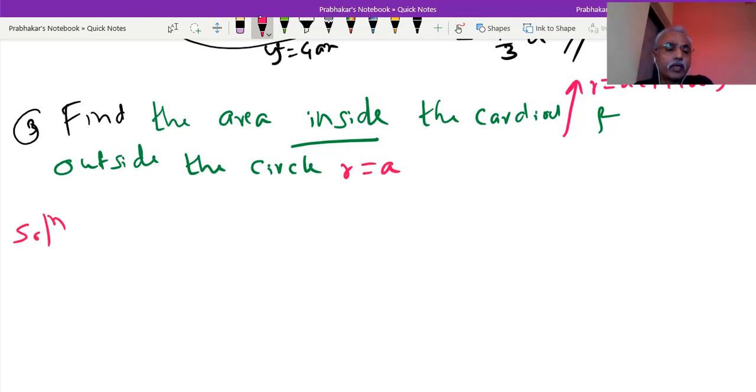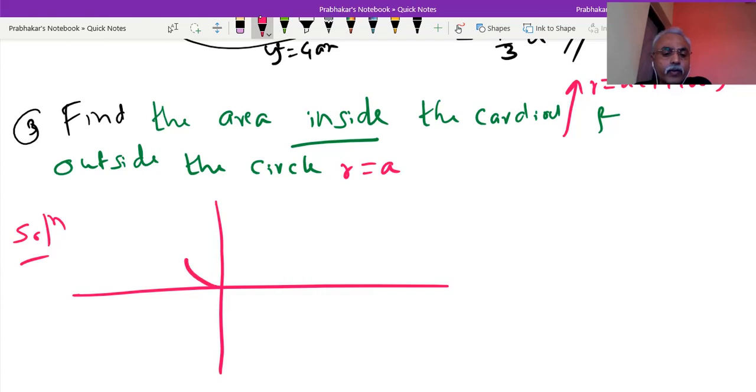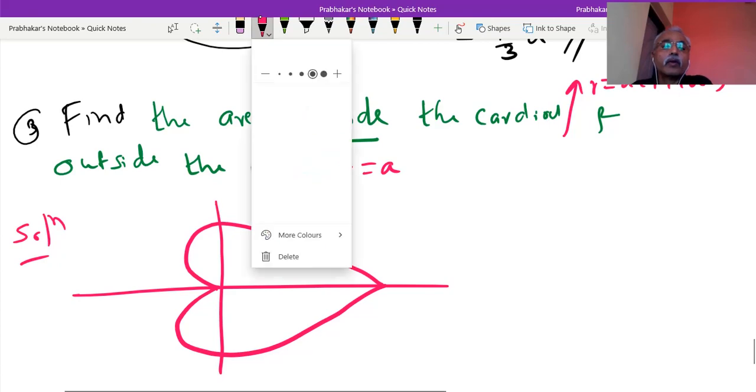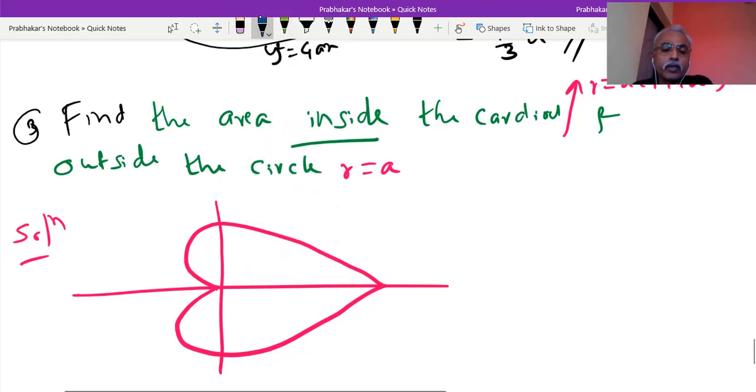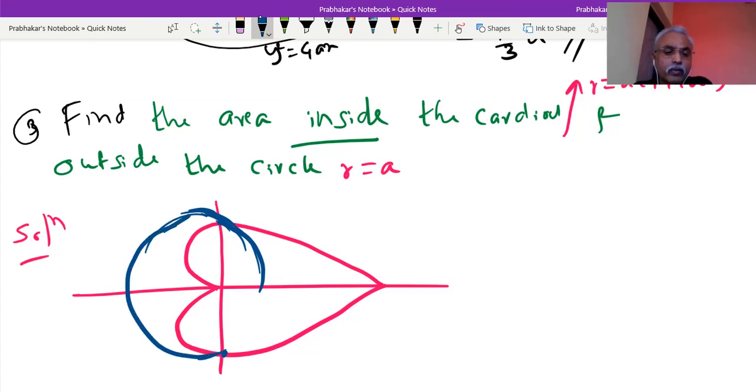Now in the solution part, the first thing is always to draw these things. The cardioid is this heart shaped curve, and the circle is exactly passing through this point. Draw it carefully. And it is passing through this point also. Now the area is inside the cardioid and outside the circle.